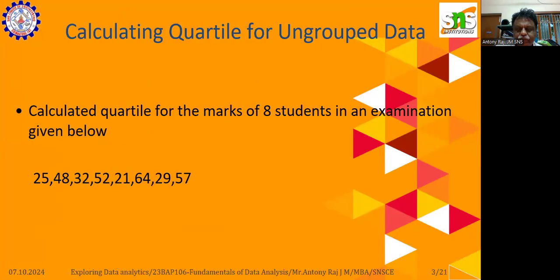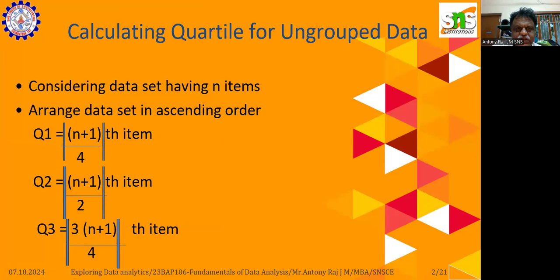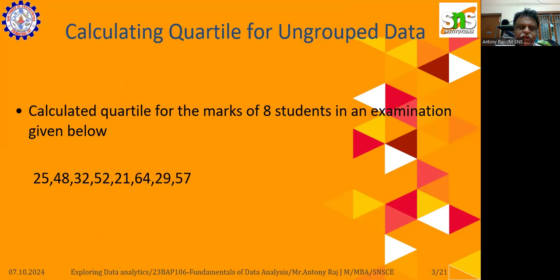We have already seen quartiles in the last class. Now, how do we calculate the quartiles for ungrouped data? Suppose you have n data items. The first thing you have to do is arrange them in ascending order, and then calculate quartile 1, quartile 2, and quartile 3. Q1 is the (n plus 1) by 4th item. It is an absolute value, so no negative value will come out of it. Q2 is the (n plus 1) by 2th item. Q3 is the 3 times (n plus 1) by 4th item. So these are the three values.